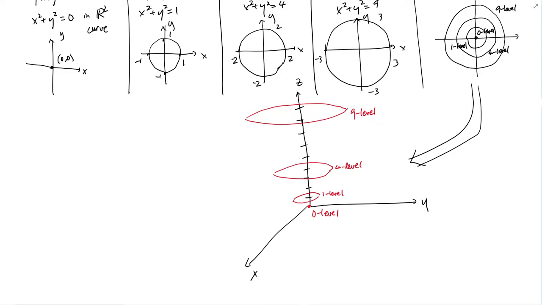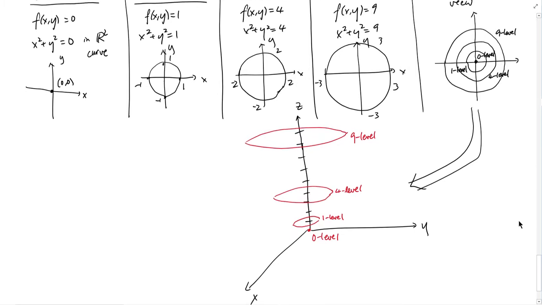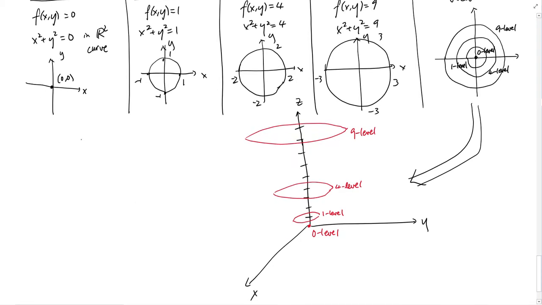We know what it looks like from the top because we have a top down view right here, which gives you the concentric circles, but we don't know what it looks like from the front or from the side. So that's what we're going to try to figure out. To figure that out, we're going to use something called a coordinate curve. Okay, so what is a coordinate curve?